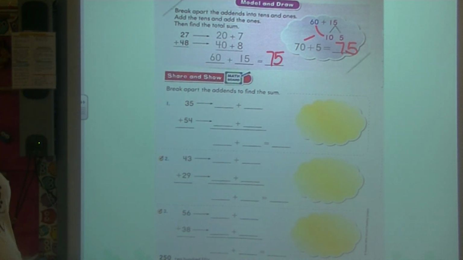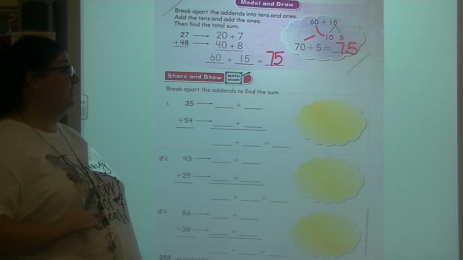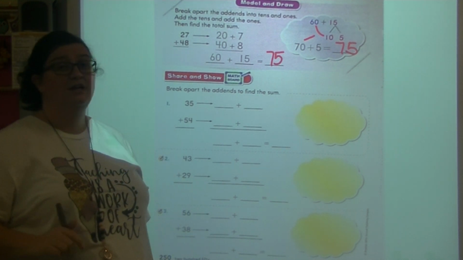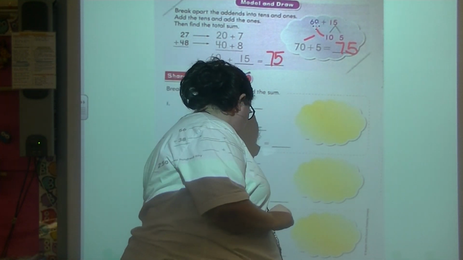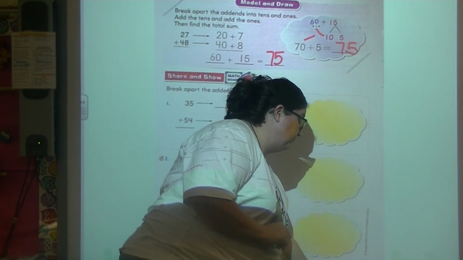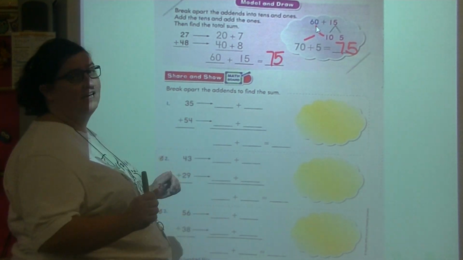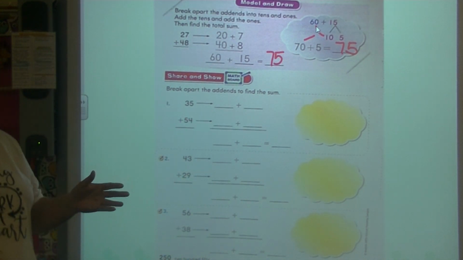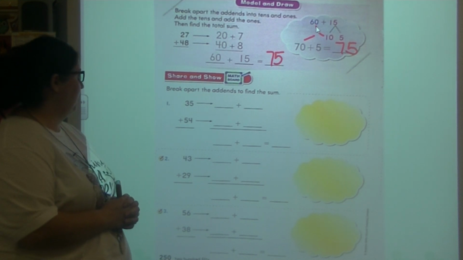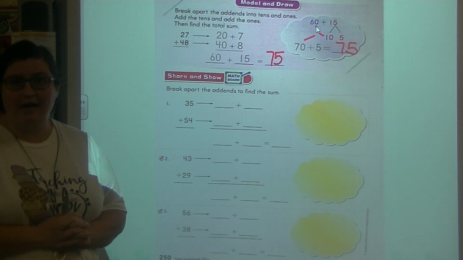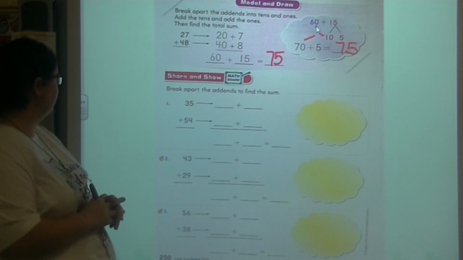Wow, that's a lot of adding, isn't it? It is. All right, but this is one of the strategies we can use, and we need to try different ones before we decide on the best one, because regrouping is going to be tough. But you guys can handle it. We're going to do more than one strategy before we let you decide. All right, so let's try some together.